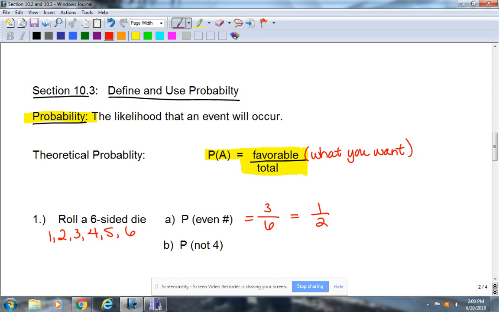Okay. So the next thing they want is the probability that I do not roll a 4. So P not 4 means any number besides a 4. How many numbers on a die are not a 4? 5. Well, everything except for 4. So there's 5 of them that are not 4, right? So that's 5 out of 6. And that will not reduce, so that's your answer. Does that make sense to everybody?